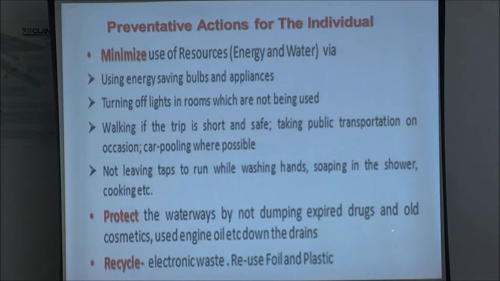So protect the waterways by not dumping expired drugs, old cosmetics, used engine oil, because all of these things, these expired drugs, old cosmetics, were causing feminization, these things like estrogen, for example. A lot of cosmetics have estrogen in them, and they cause feminization of fish. So recycle your electronic waste.